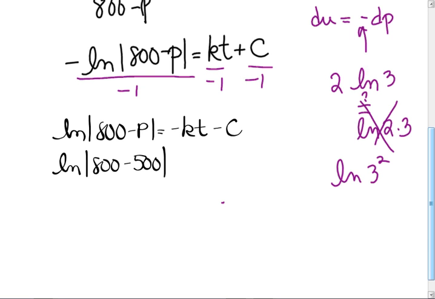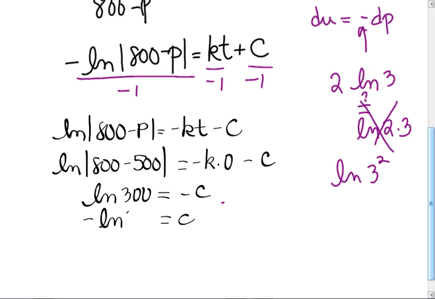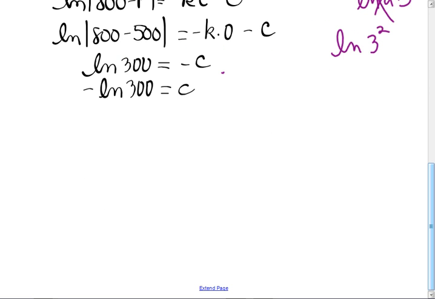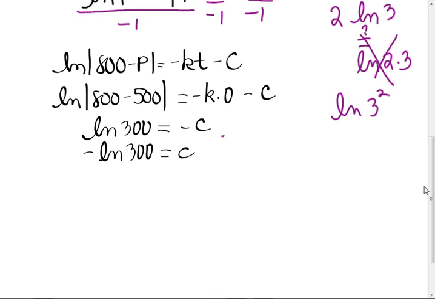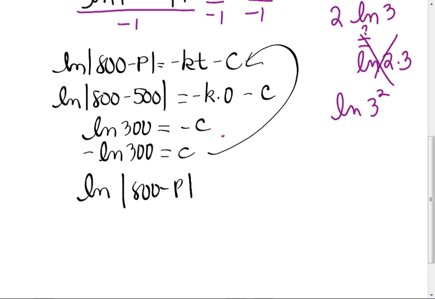Equals negative k times 0 minus c. So this is the log of 300 equals minus c. So c equals negative log of 300. Okay. So putting this back in here, it's the log of 800 minus p equals negative k times t, and it's minus c, so it's plus the log of 300.